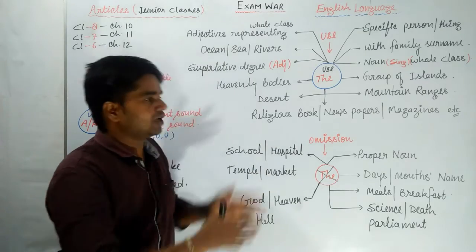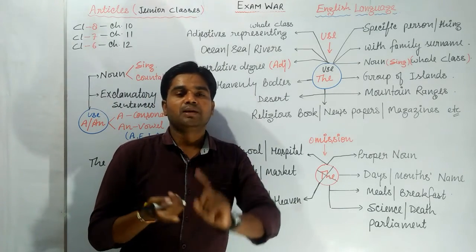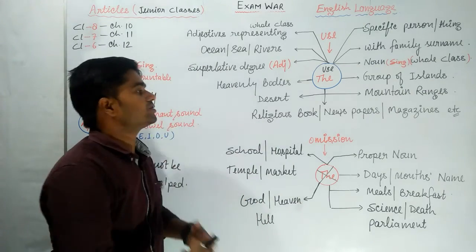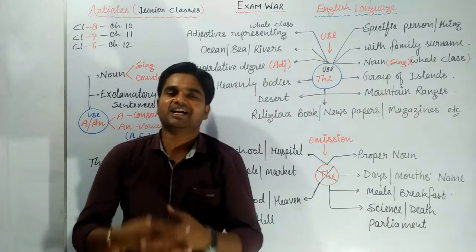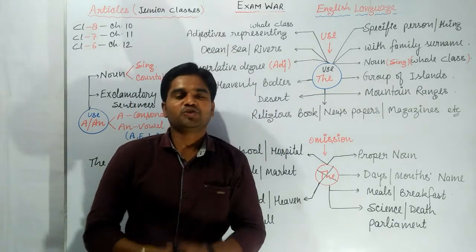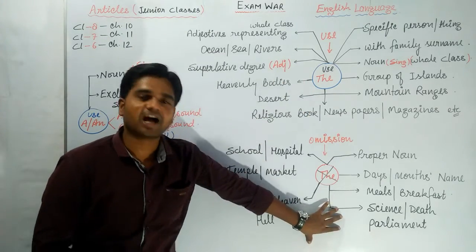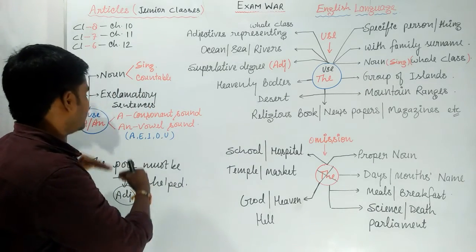And there are some other nouns like cinema, movie, station, park. These nouns take article the. They are in this category. They take article the before it. So dear students, these are the uses and these are the omissions of article the, and it is the use of article a and an.